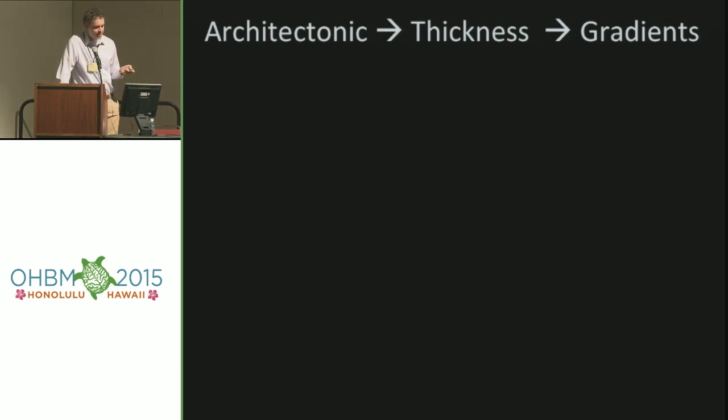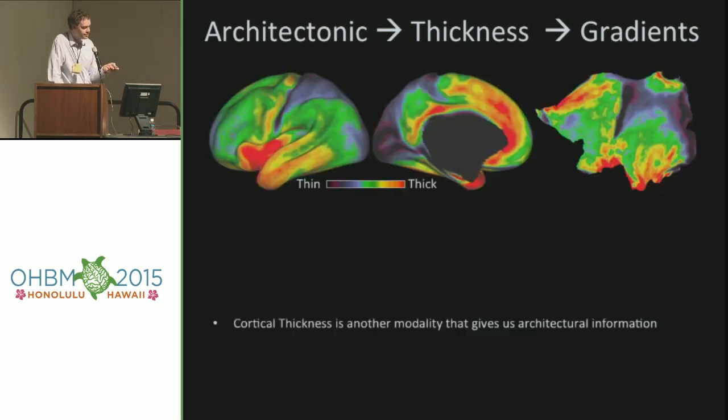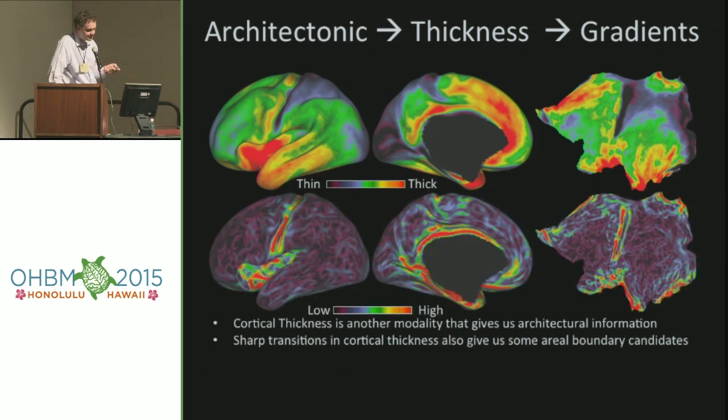We can also see transitions in cortical thickness. That also gives us architectural information. One really nice example is in the central sulcus between the posterior bank, which is very thin, and the anterior bank, which is much thicker. So we could see sharp transitions in thickness right along that boundary there.